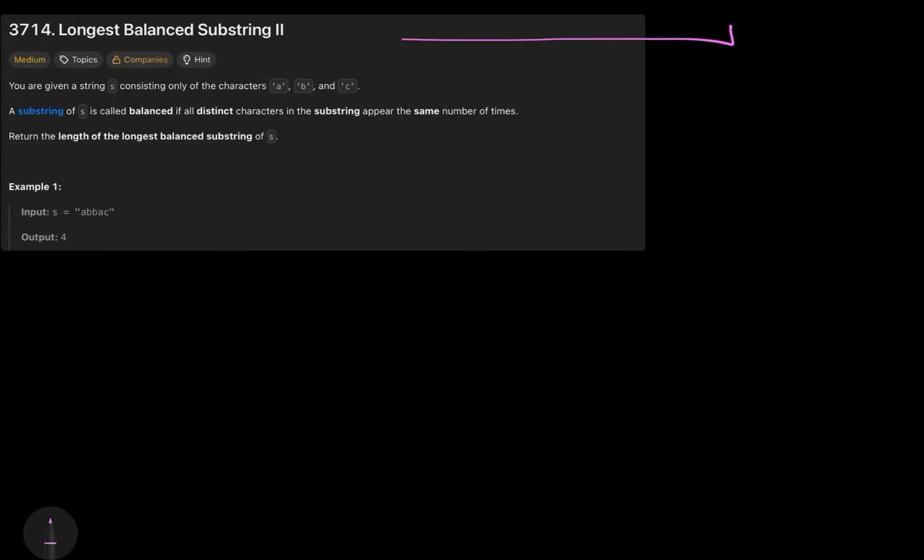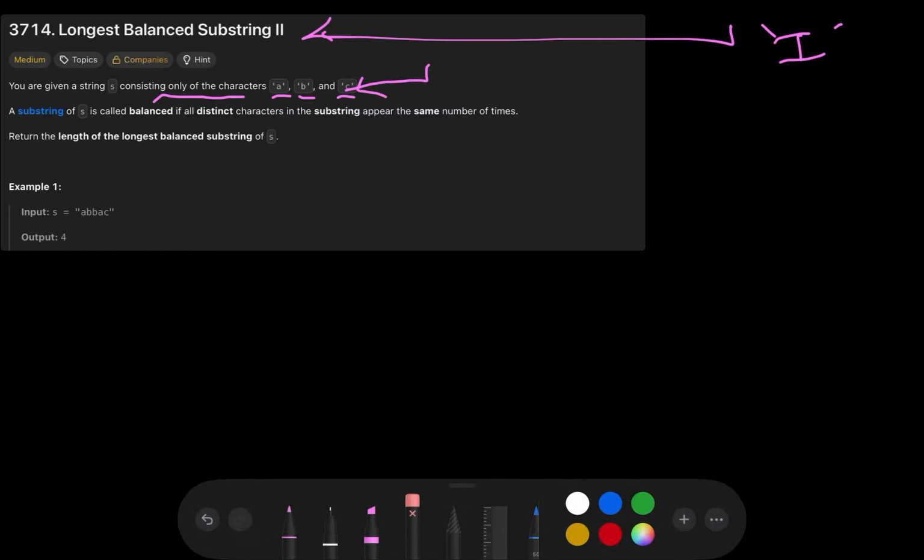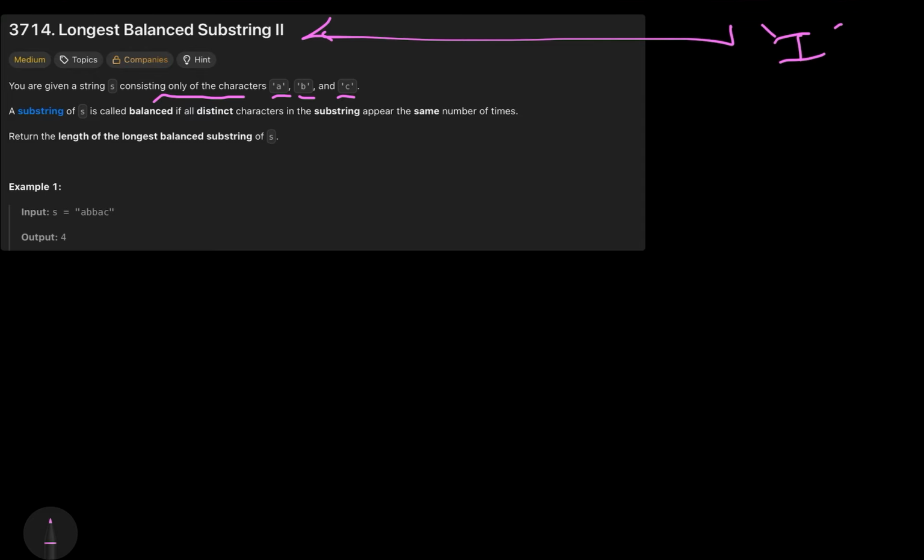Hello everyone, so today we are going to solve this LeetCode problem which is longest balanced substring 2. What this problem says, we have seen its part 1 yesterday. What's different in this part is that the string will contain only three characters which are A, B and C.